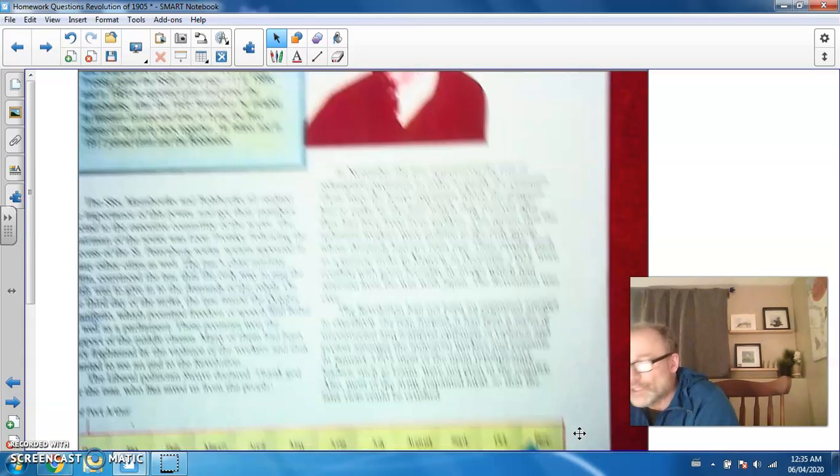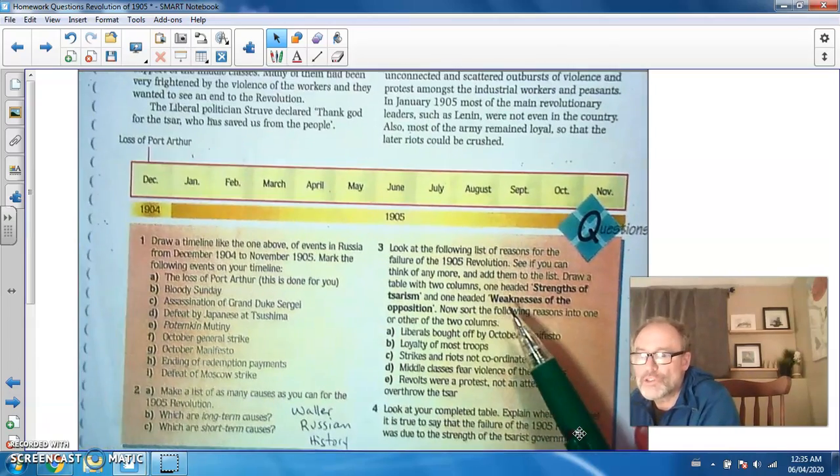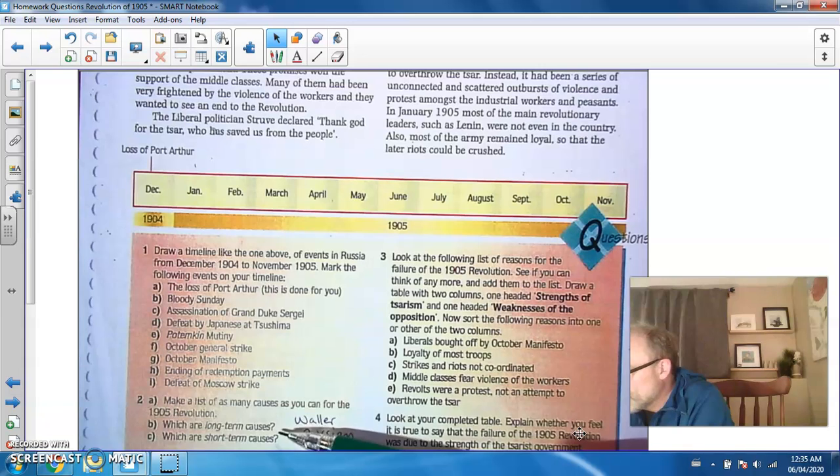So, when you're doing your questions, which are here, you can see there's question number 2. Make a list of as many causes as you can for the 1905 revolution. Which were the long-term causes? Which were the short-term causes? You might want to look at Waller and the Russian history for that.